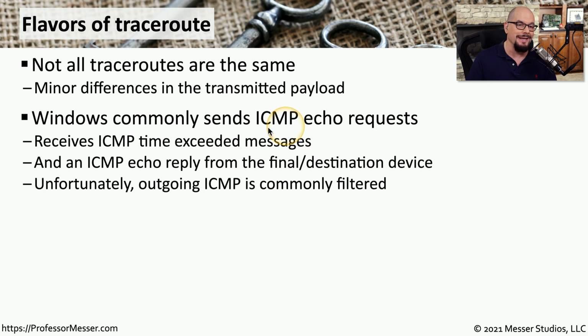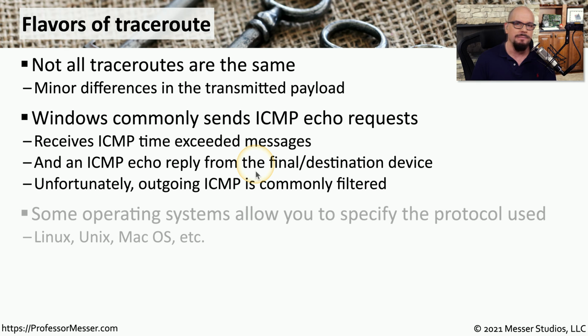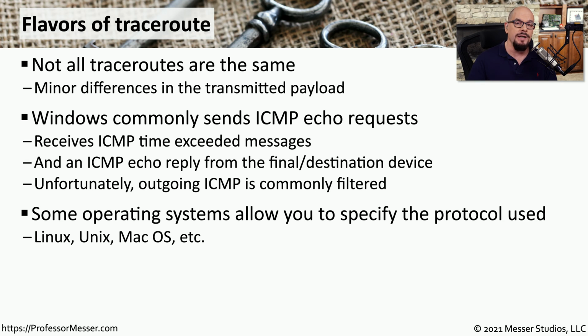For example, Windows uses ICMP echo requests, which is exactly the same information that is sent during a ping command. So throughout the path, as we are building this route, we're going to receive ICMP time-exceeded messages. And when we finally make it to the far side, we will ultimately receive an ICMP echo reply. Unfortunately, ICMP as a protocol is one that is commonly filtered. So you may find that running traceroute in Windows does not work as well as running traceroute in Linux or macOS. To get around this problem, you can modify what type of protocol you're sending out, and there are options within Linux, Unix, macOS, and other operating systems to let you modify what information you're sending to the network.